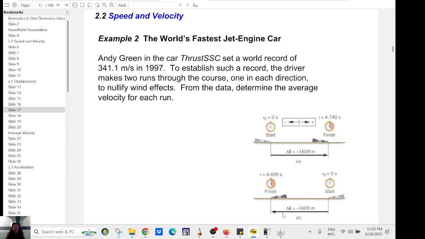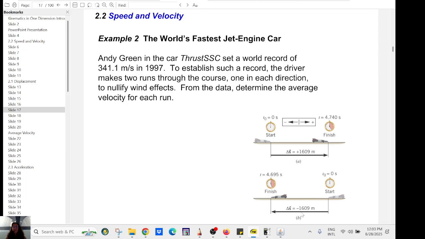So it will be displacement divided by the time elapsed, right? No, it doesn't come back to the same place. Oh yes, you're right. So if it's one run going back and forth, then the velocity will be 0 because the displacement is 0. Here I'm just asking for this second part. So it goes from here to there. Yes, the problem is just one direction to nullify the effects of wind. So just this run.